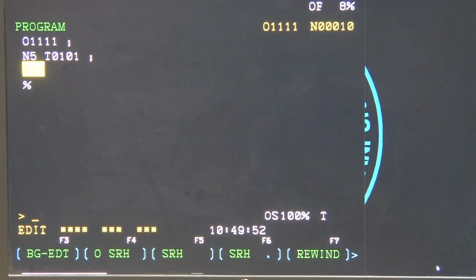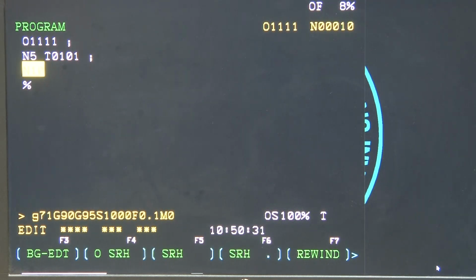Here you have T0101, that is for turning. N is the sequence number, which here is N5. It can be taken as 10, 15, 20 and so on. T0101 is calling the turning tool. It means that we need a turning tool, and that is being called for in N5 first, and after that the semicolon is the block end. That means we are calling the turning tool and that ends the block.